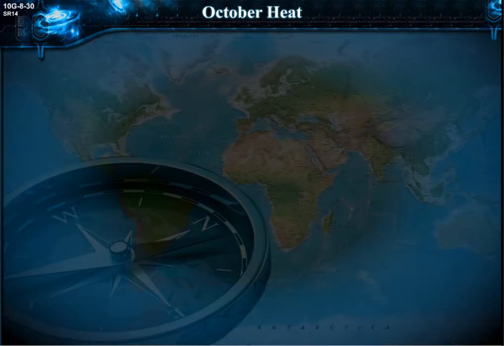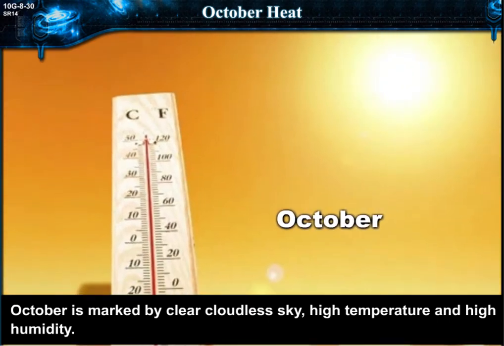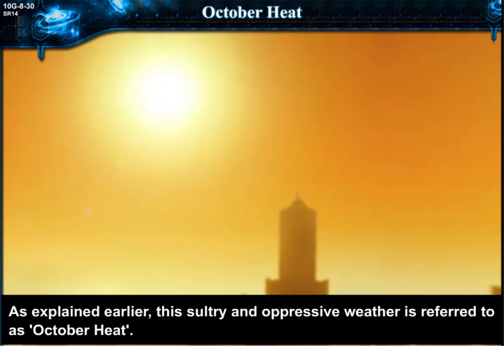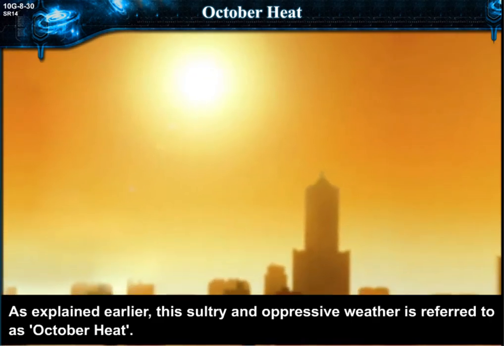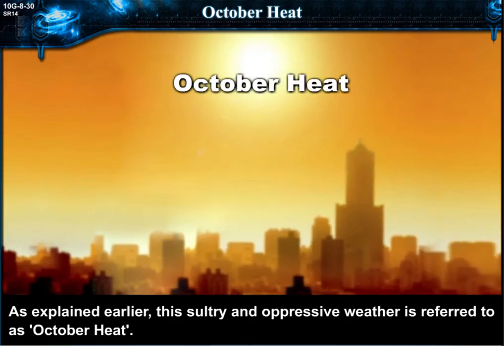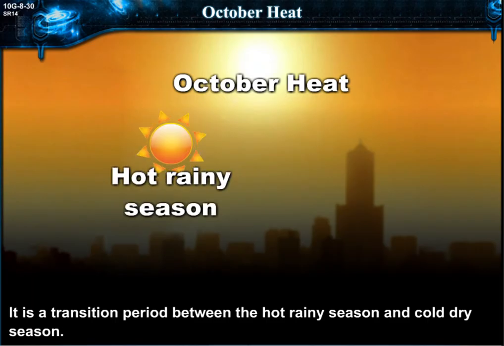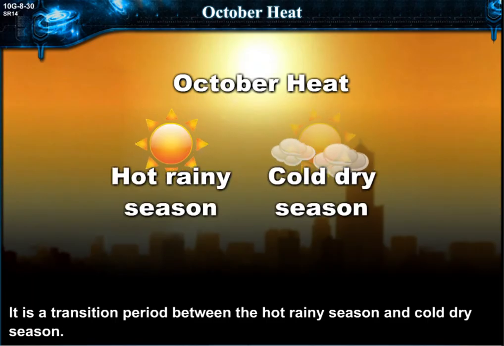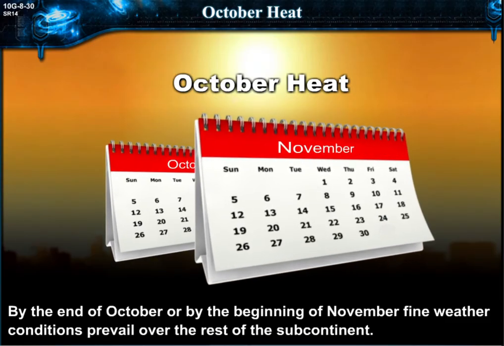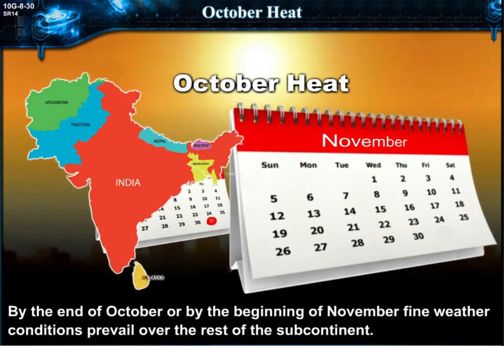October heat. October is marked by clear, cloudless sky, high temperature and high humidity. As explained earlier, this sultry and oppressive weather is referred to as October heat. It is a transition period between the hot rainy season and cold dry season. By the end of October or by the beginning of November, fine weather conditions prevail over the rest of the subcontinent.